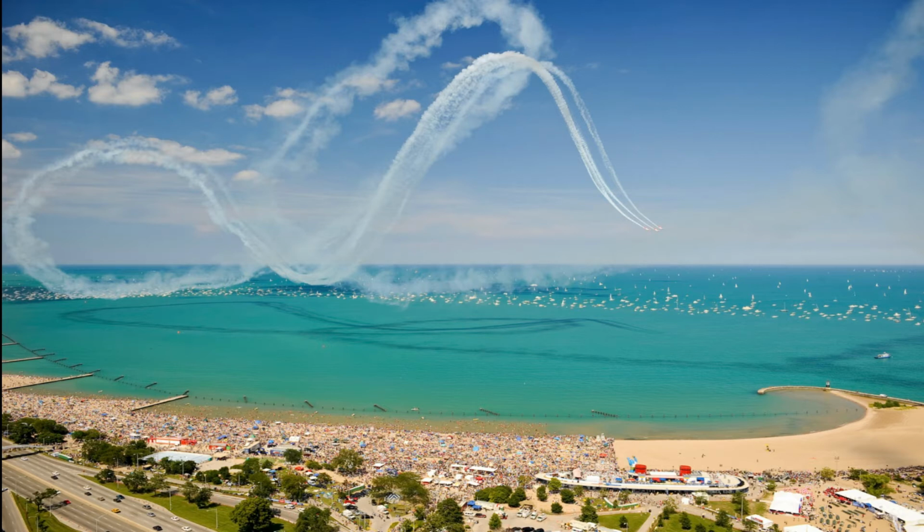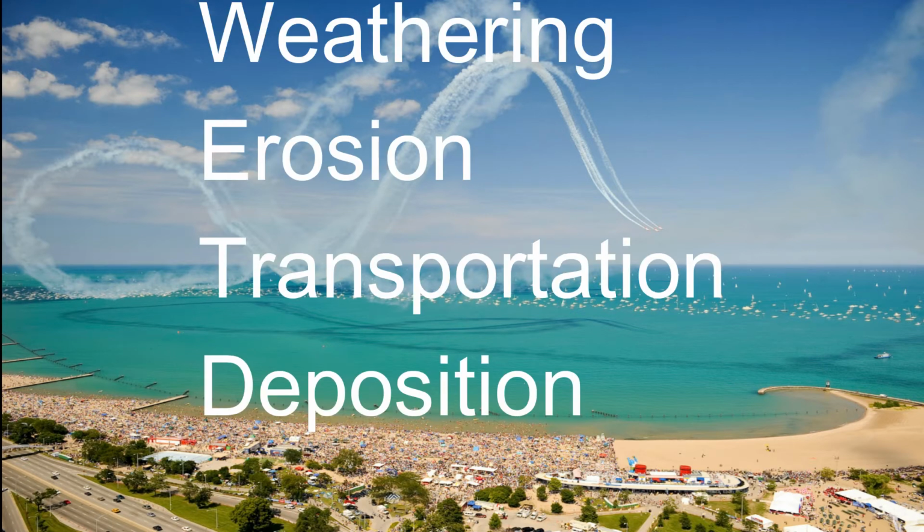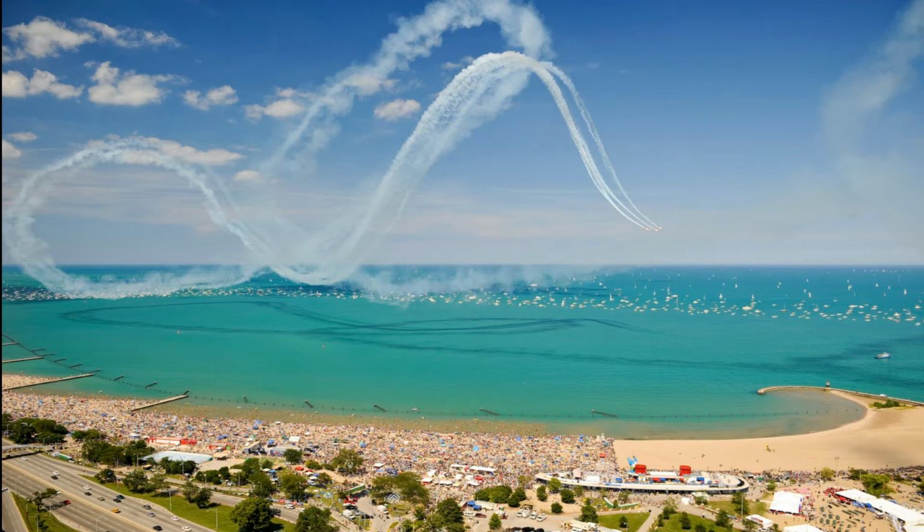How is it proved? Air and water already form so many shapes on the earth's surface with the help of processes. What are the processes? Weathering, erosion, transportation, deposition. This is how the shapes of air and water are formed. Let's discuss these processes.